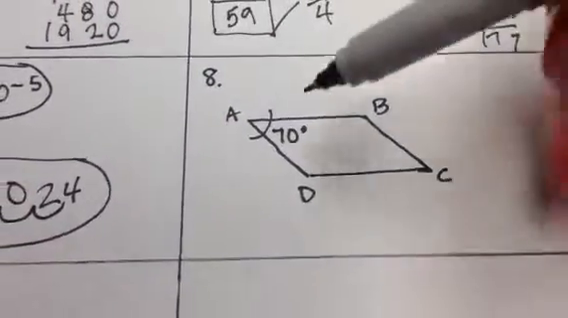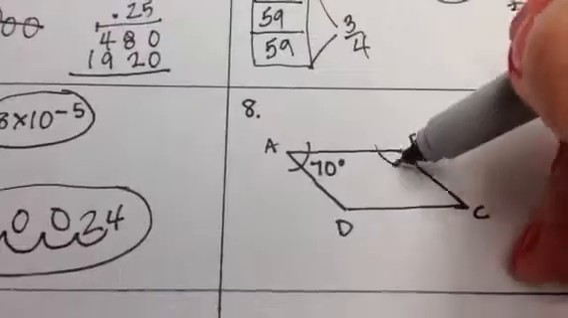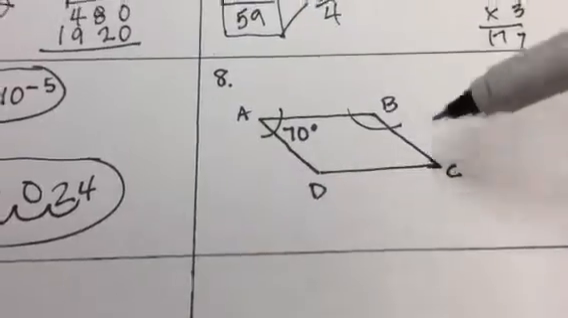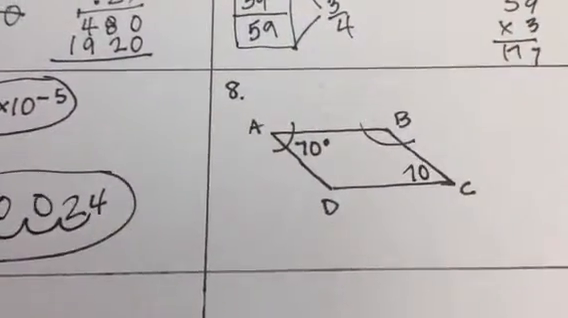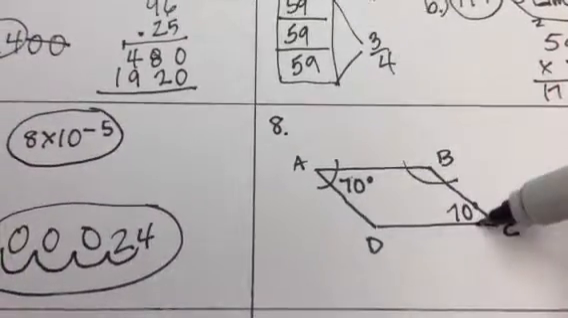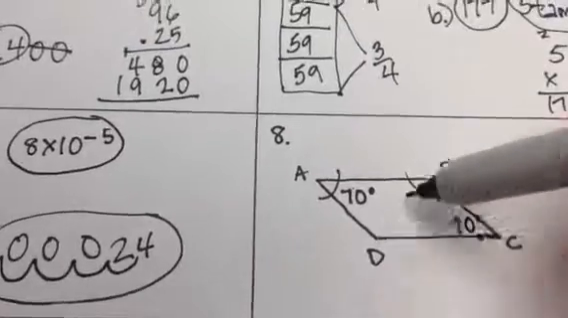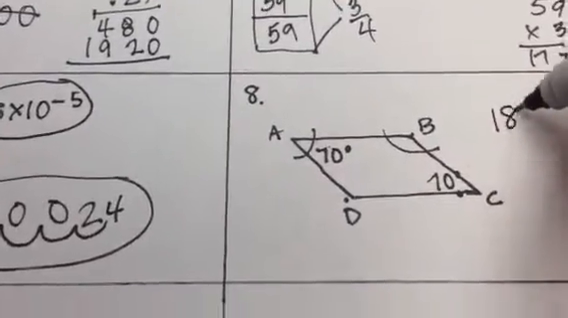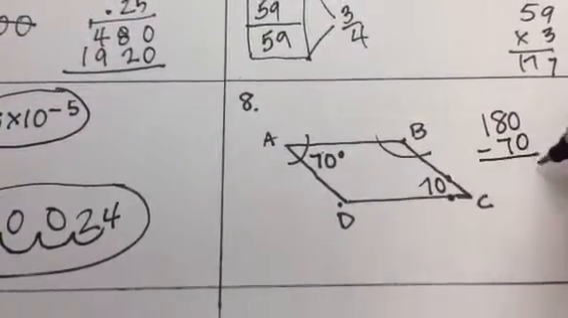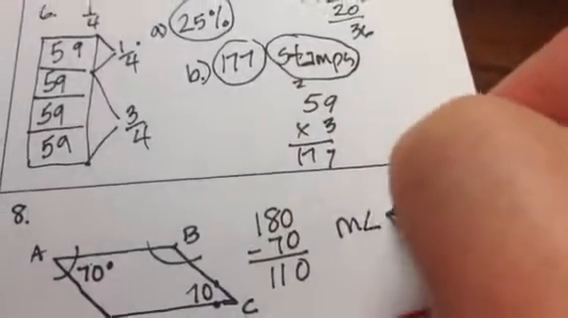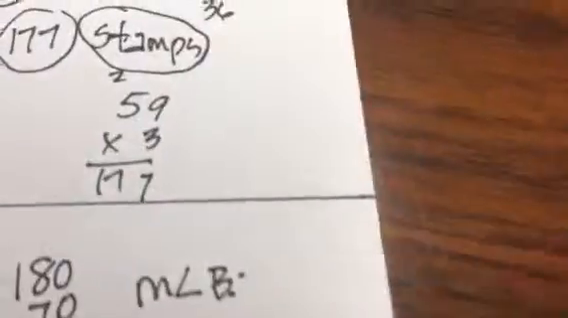Number 8 gives us this parallelogram. And it says measure angle A is 70. What is B? Well, you should know by now that angles opposite of each other are equal, right? And you should also know that these opposite angles must be supplemental to these opposite angles, which means this angle has to be what? 180 minus 70, you get 110.